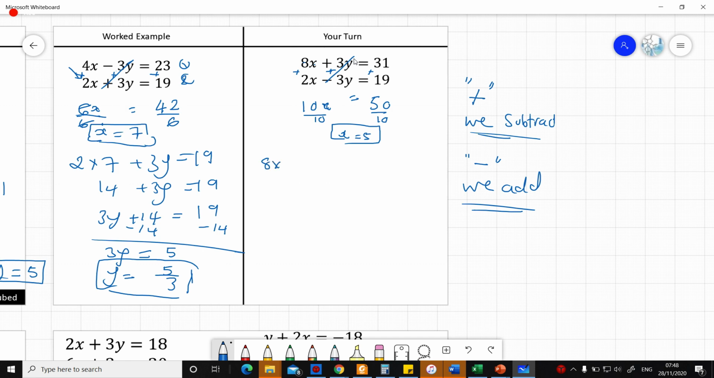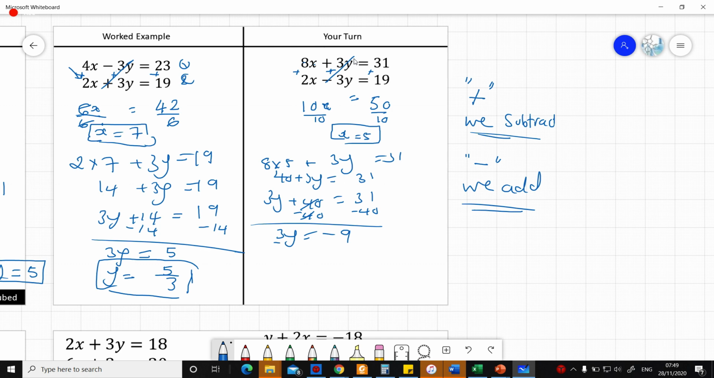Let's go to equation 4. It says 8 times x. We're going to do 8 times 5 plus 3y is equal to 31. This is equal to 40. Plus 3y is equal to 31. We're going to rewrite it. So 3y plus 40 is equal to 31. So you take away 40 on this side and take away 40 on this side, we are left with 3y is equal to 31 take away 40, which is minus 9. Make sure you add the minus. So now we have 3y equals minus 9. We're going to divide by 3 on this side and divide by 3 on this side. So y is equal to minus 3. And that is my answer.